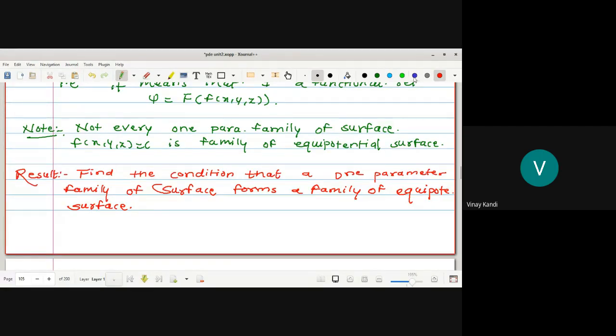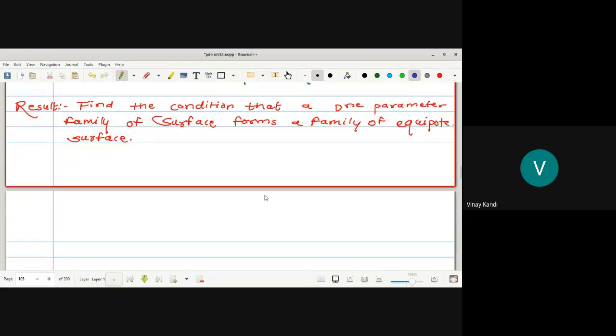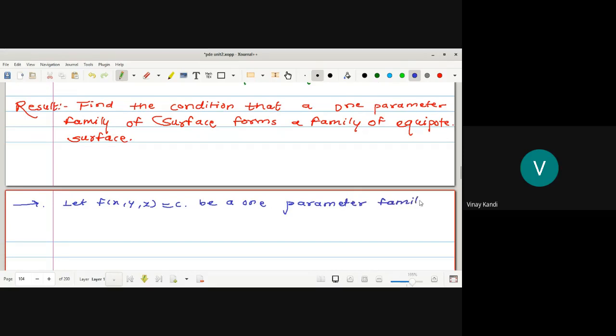Now look at the solution of this one. We have to find the condition that the one parameter family is to be an equipotential surface. So what is the condition? Look at the solution. Let small f of x, y, z is equal to c. It will be a one parameter family of surface.